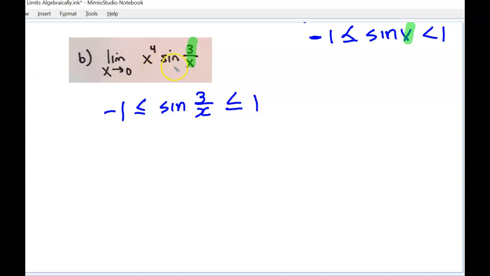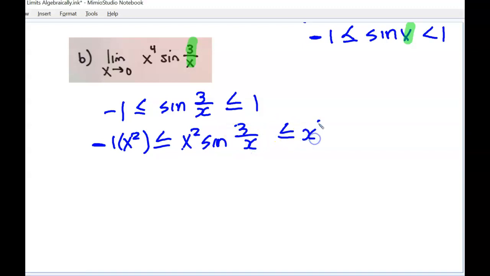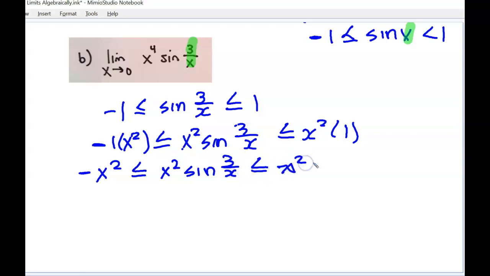Now, to get the expression that I want, I'm going to multiply everything by x squared. So now I'm left with negative x squared is less than or equal to x squared times sine of 3 over x, less than or equal to x squared.